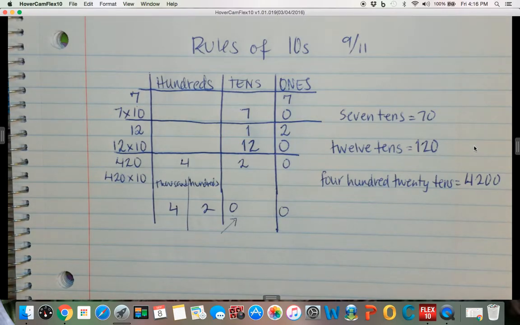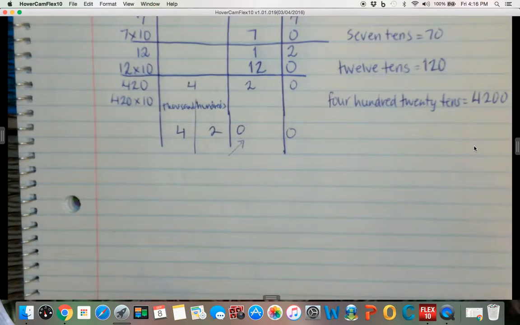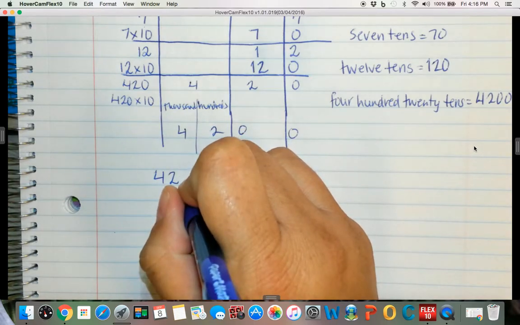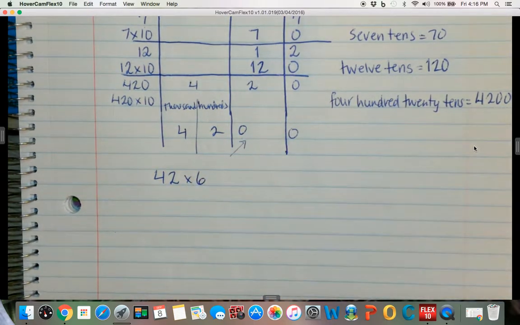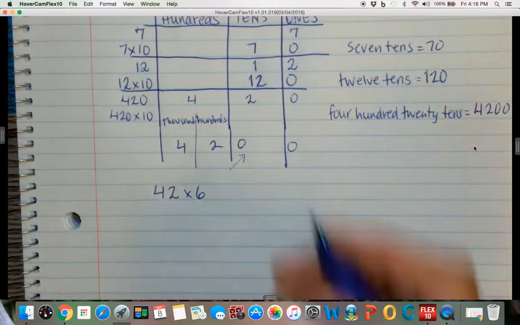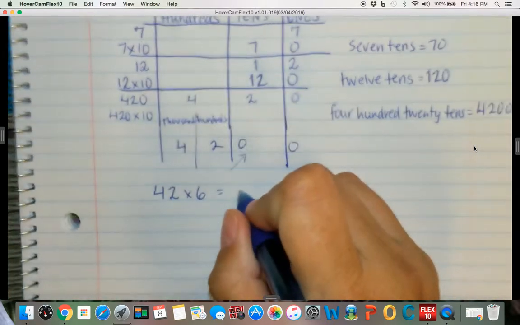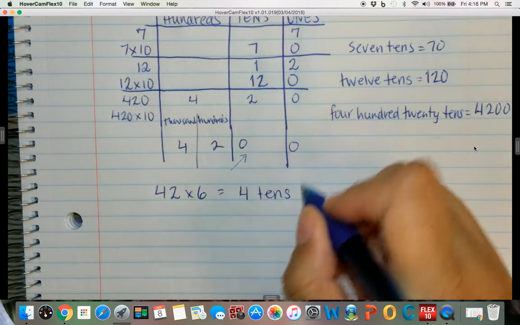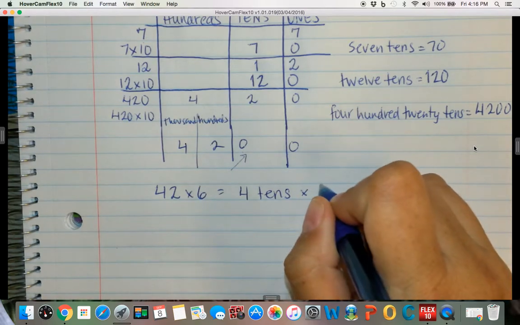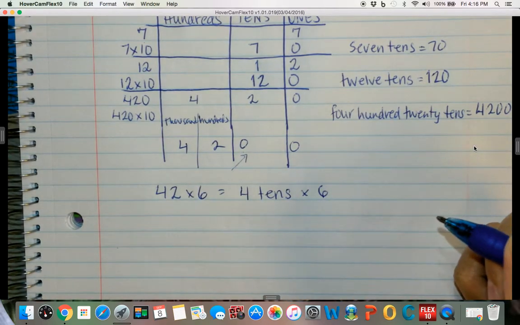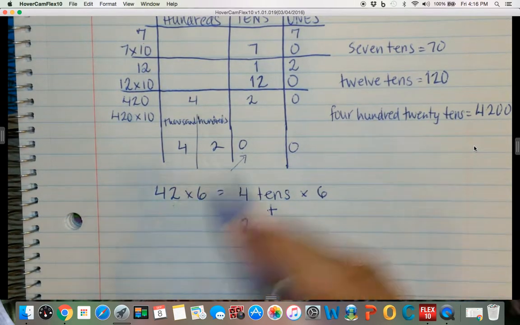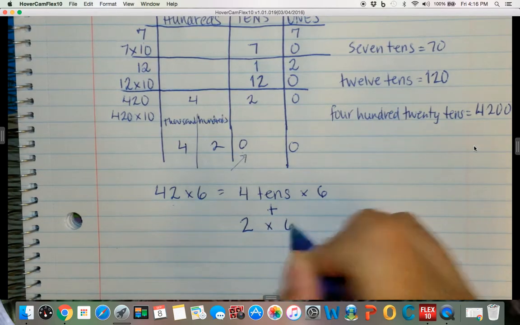Let's think about it in terms of pattern. If I have 42 times 6, that's the same as saying 4 tens times 6 ones plus 2 ones times 6.